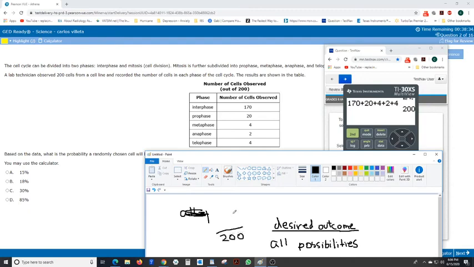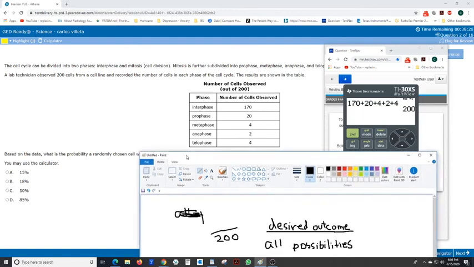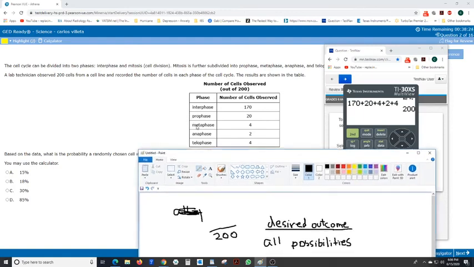Okay. And then it says, let's see what we have. What's the probability that a randomly chosen cell will be undergoing cell division? So we know that cell division is the last four phases. It says it here. Mitosis, which is cell division, is further divided into prophase, metaphase, anaphase, and telophase. So those four are cell division. Okay, according to this.